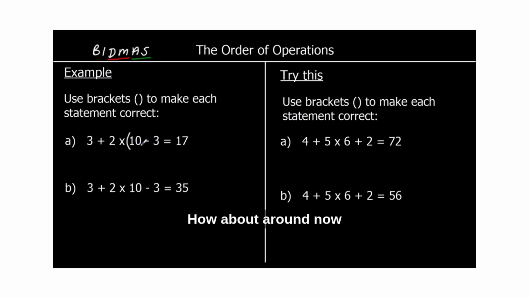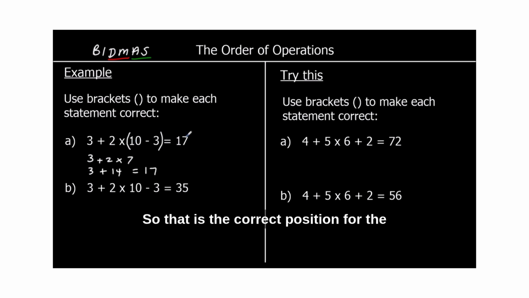How about around our 10 minus 3? So again, brackets come first. So this would become 3 plus 2 times 10 minus 3, which is 7. And then we do multiplication. So 2 7s are 14. So 3 plus 14, that is 17. So that is the correct position for the brackets.